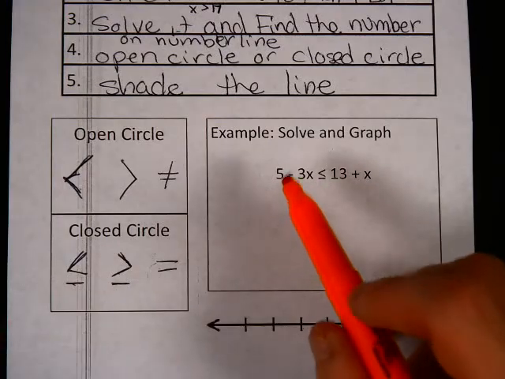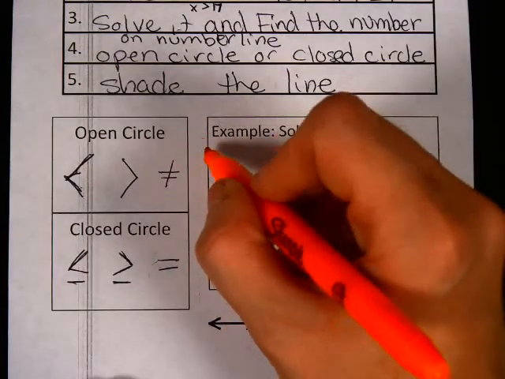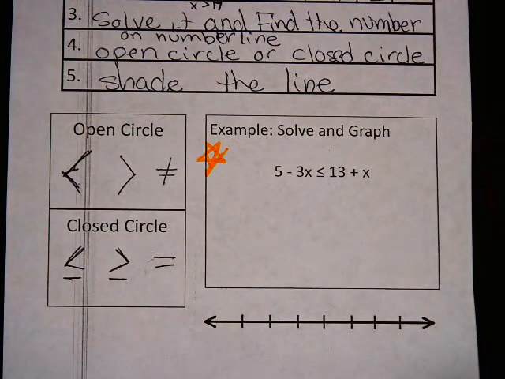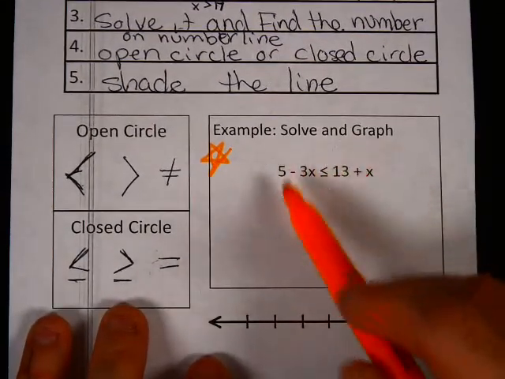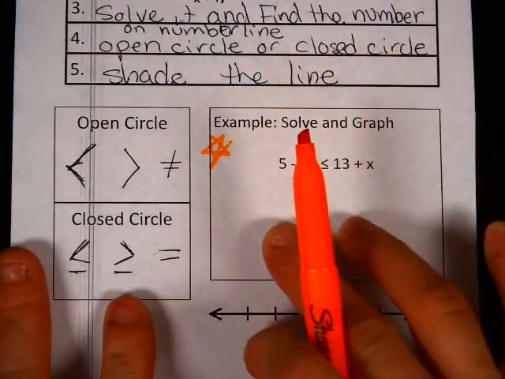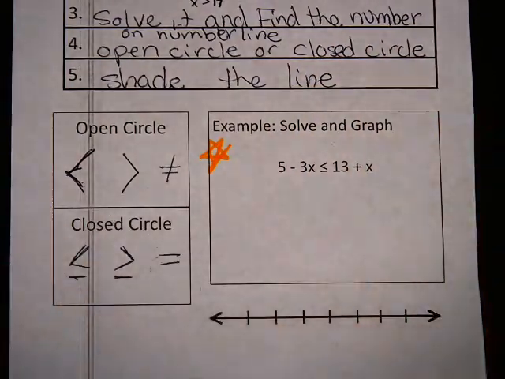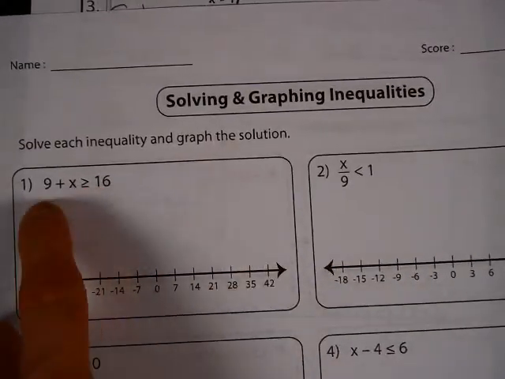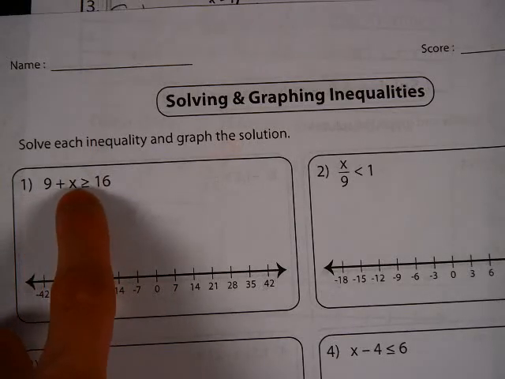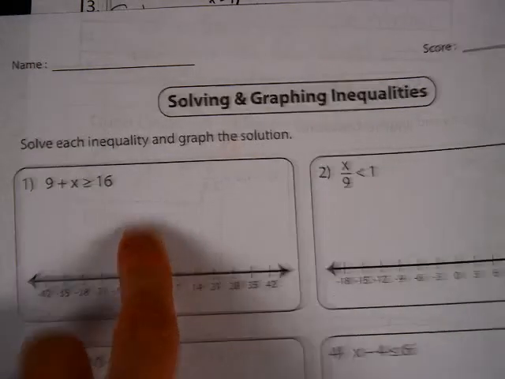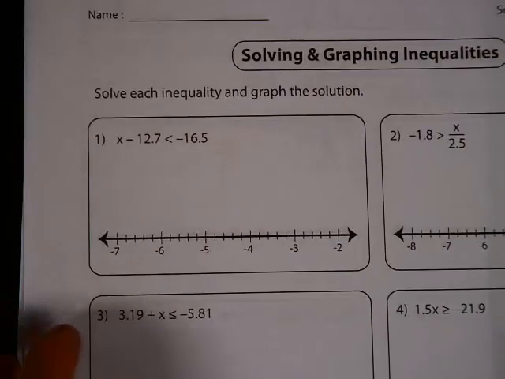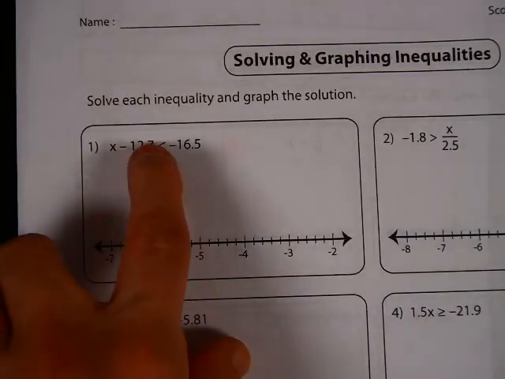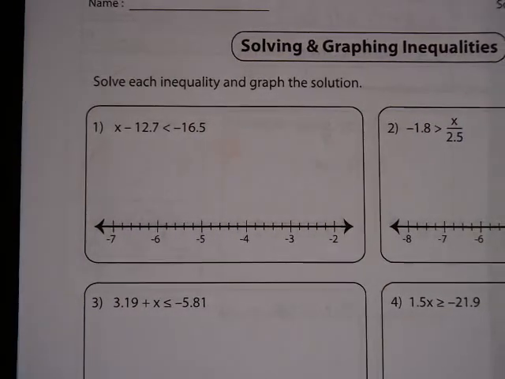Okay? Now, here's an example. It's pretty complex, so we're going to save our example until I get back, because there are x's on both sides, and we haven't solved anything quite this complex. So our example is going to be from the page I hand you. The page I hand you, this is the front side that starts with 9 plus x is greater than or equal to 16. And the back side is this. It's got some decimals in it. Do not let that scare you.